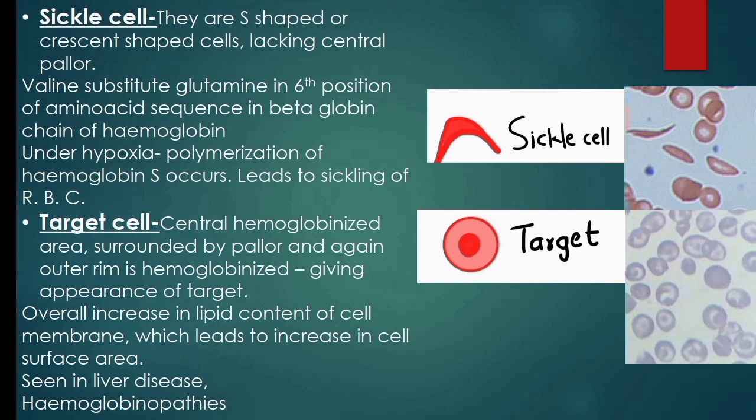Target cells. In this type of cells, the central hemoglobinized area is surrounded by a pallor and then again the outer rim is hemoglobinized. This gives rise to the appearance of target cells. Overall increase in the lipid content of the cell membrane leads to increase in the cell surface area. They are seen in liver disease and hemoglobinopathies.